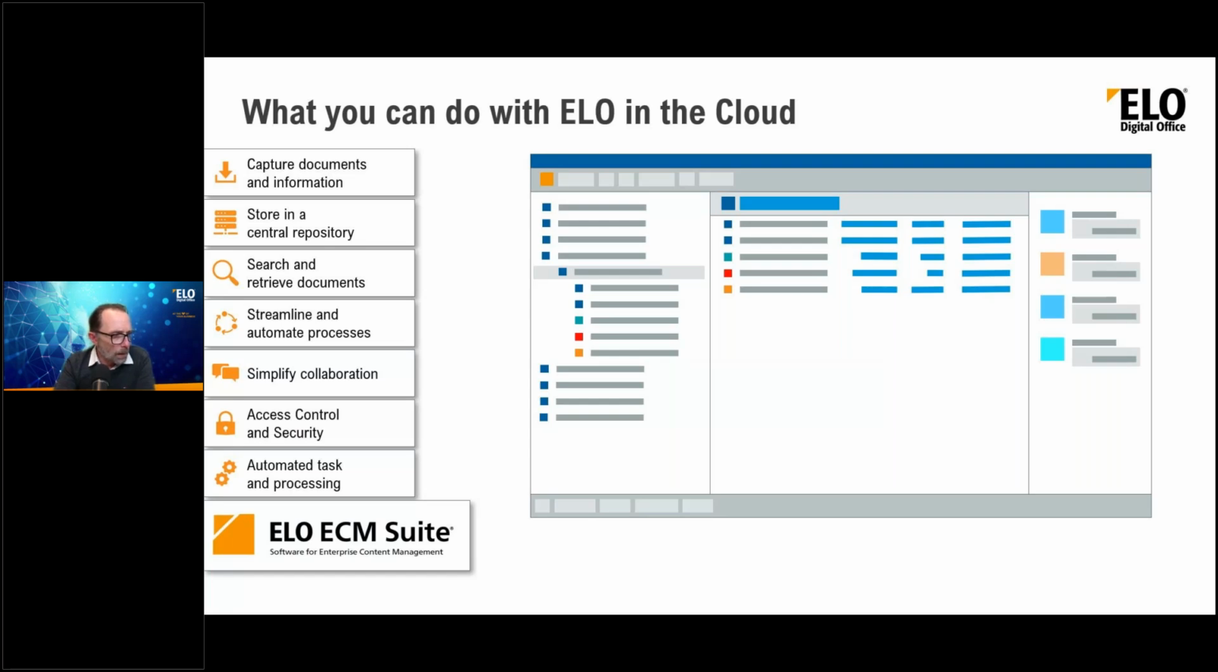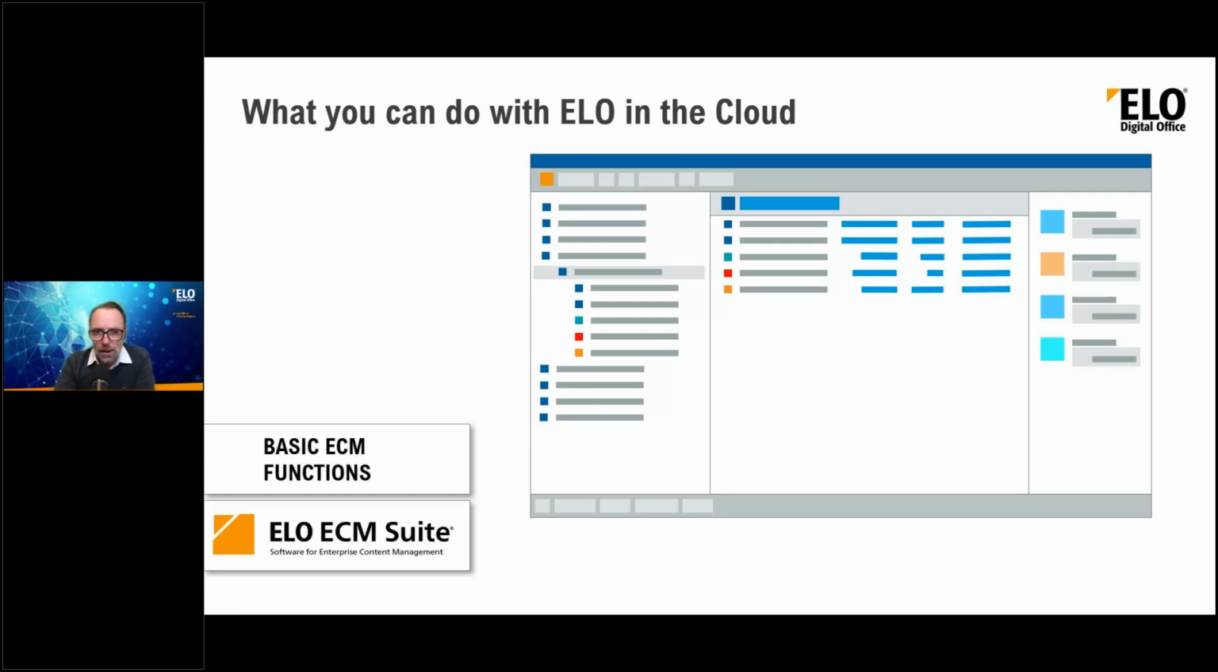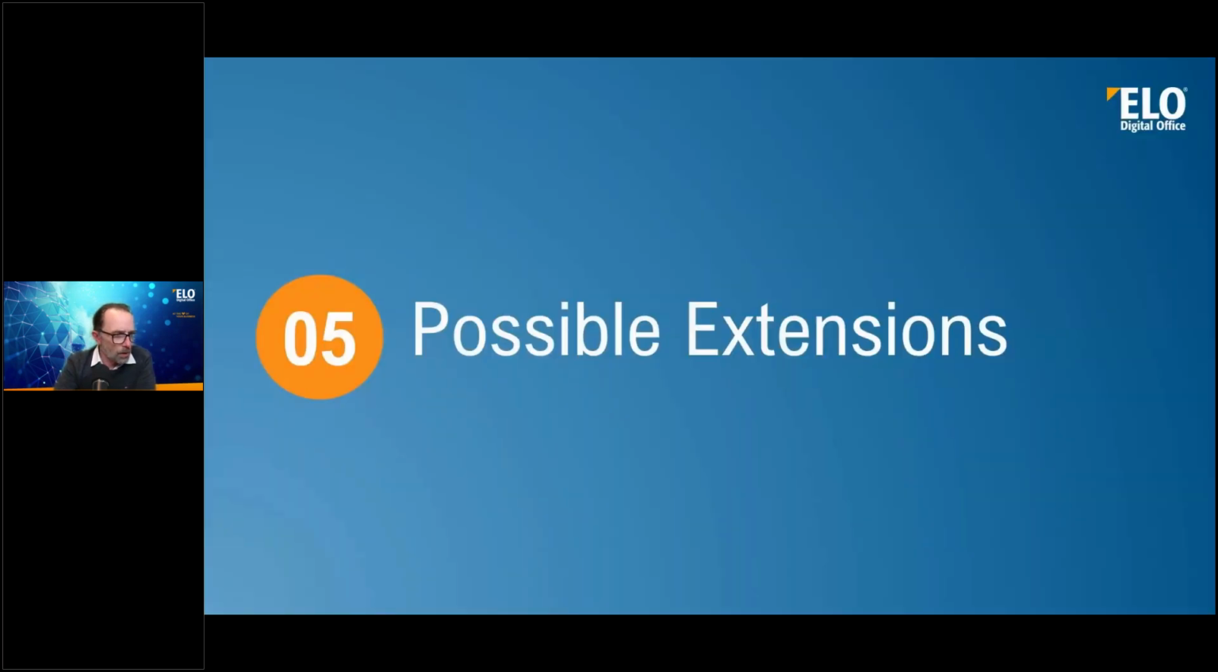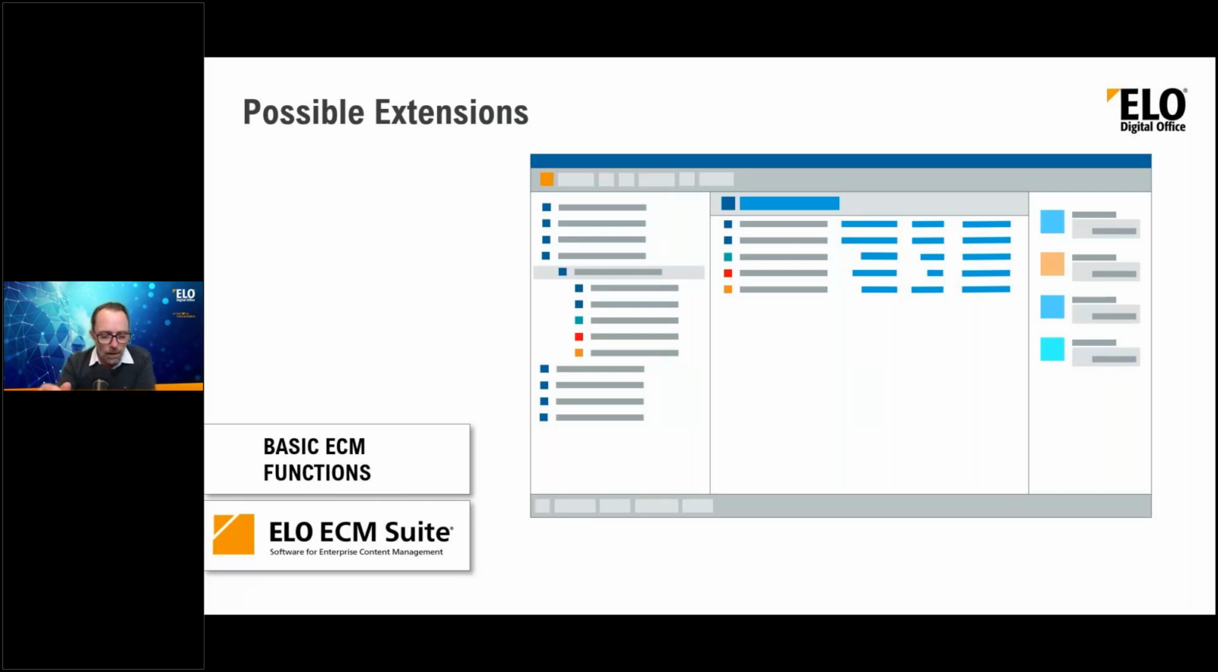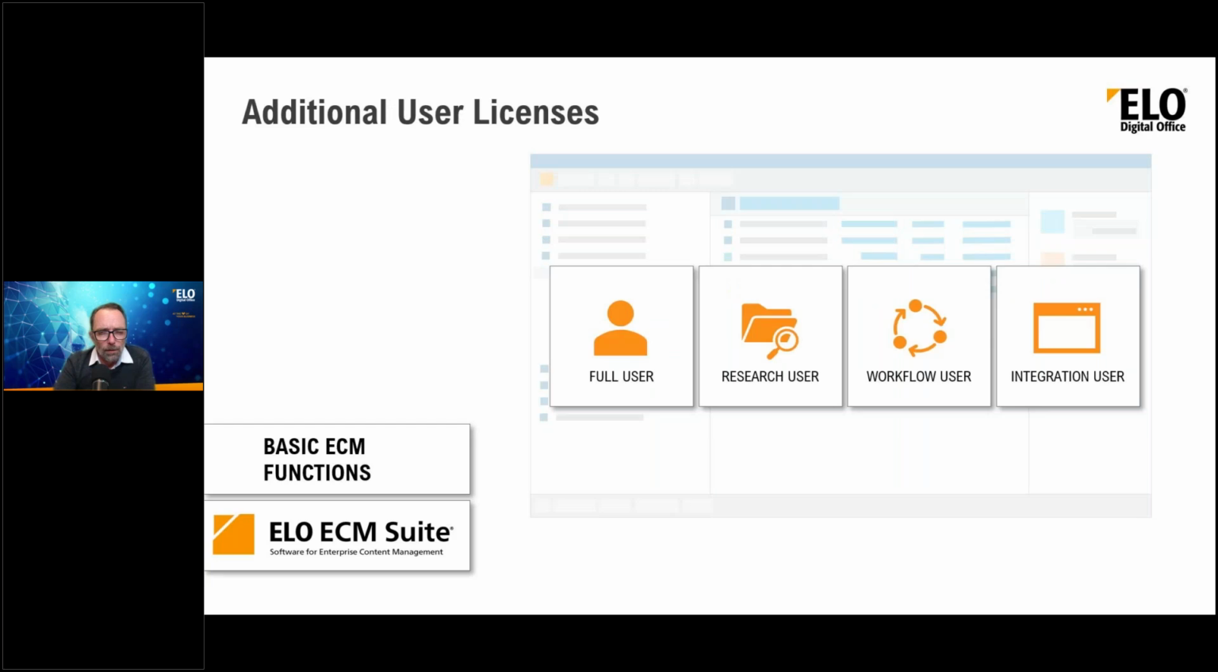But there's more, because there are some possible extensions for this functionality. So not only the basic ECM functions with filing documents and workflows and searching and other things. On top of that, you can, for example, add more users. There are four different user types available for the cloud. You can add, for example, some more full users, which can use the full functionality of ELO in the cloud.